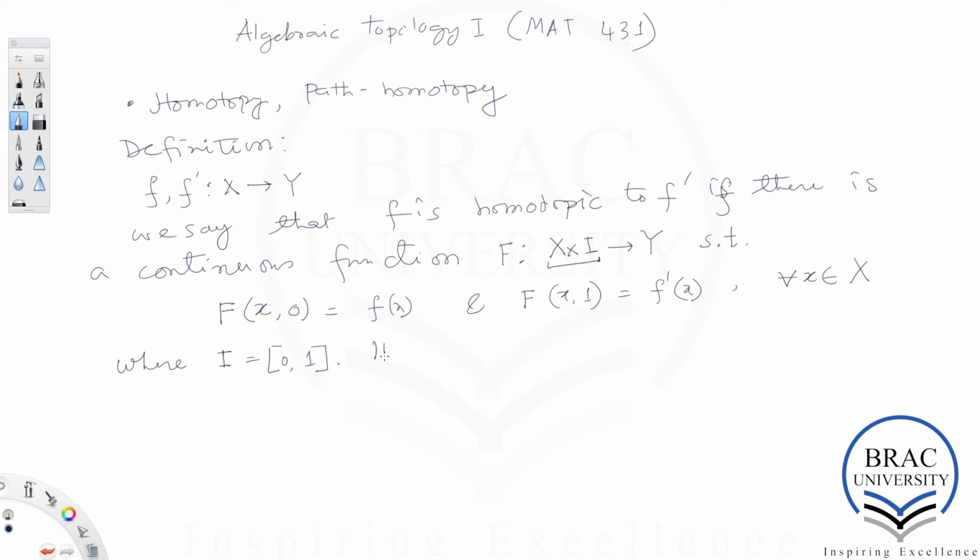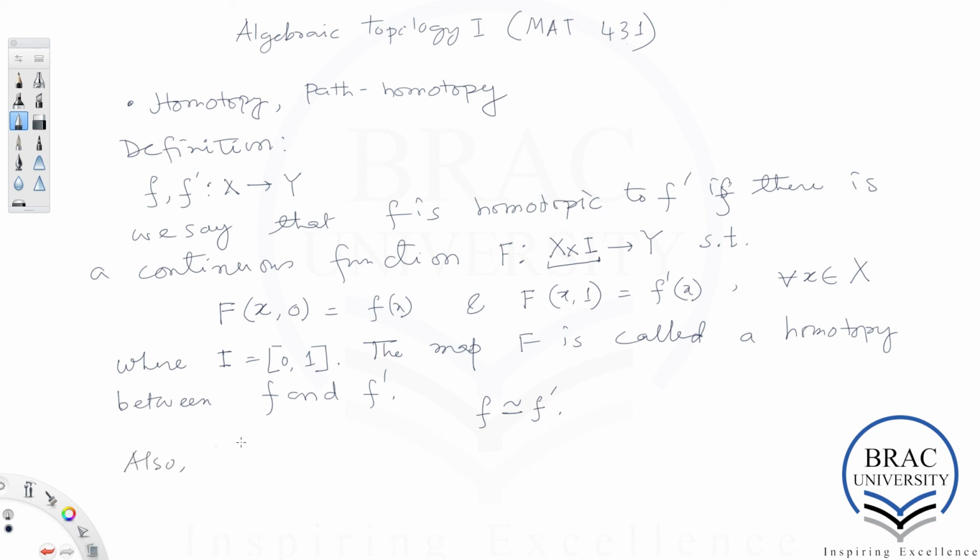The map big F is called a homotopy between f and f prime. That f is homotopic to f prime is denoted by this.